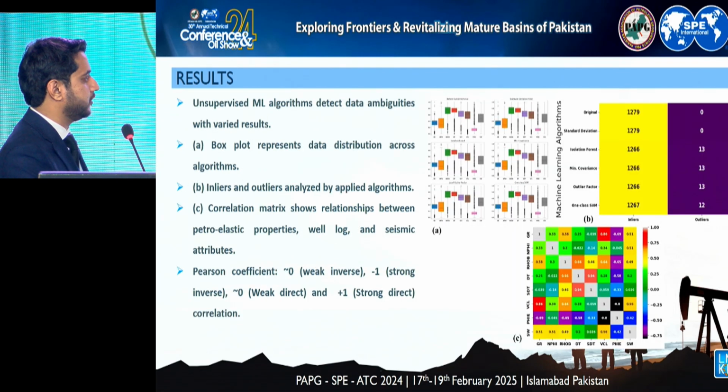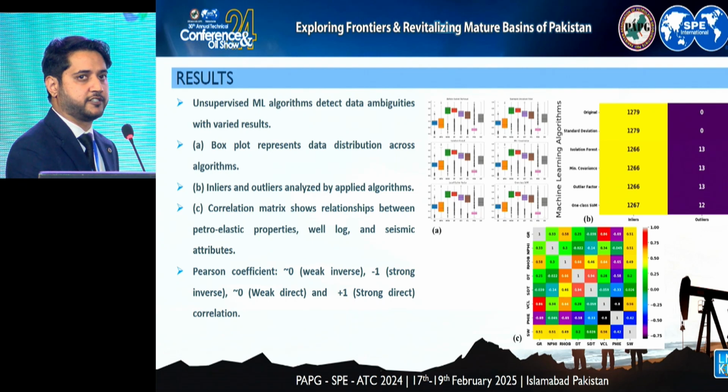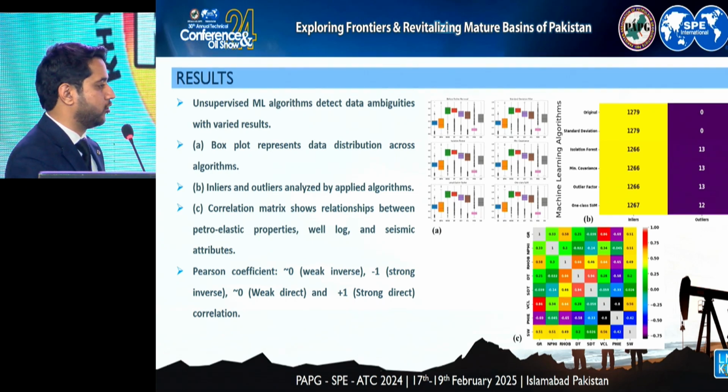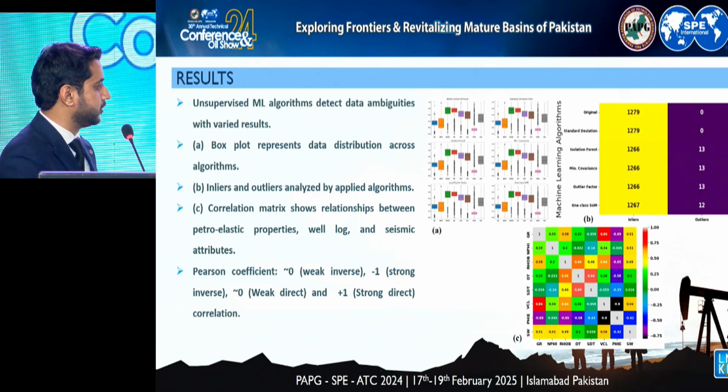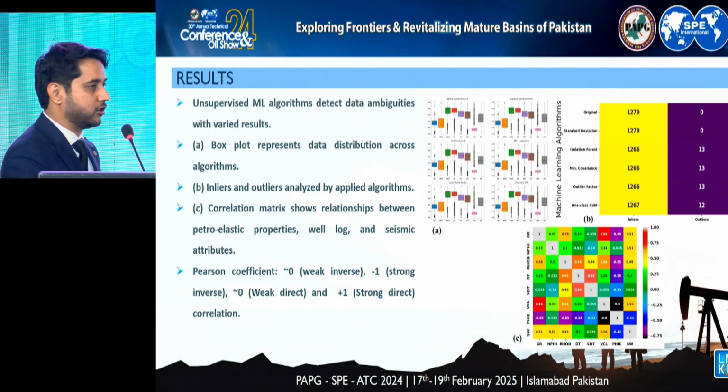Again, these are the box plots for the removal of the inliers and the outliers. As you can see, some outliers were also removed. On the bottom right side, you can see the Pearson correlation coefficient. It's just a statistical analysis. In layman's terms, we say strong positive correlation, strong negative correlation, or zero correlation. In the Pearson coefficient: -1 is strong inverse, 0 is weak, and +1 is strong direct, indicating negative and positive correlations respectively.